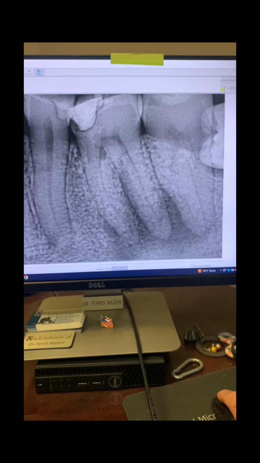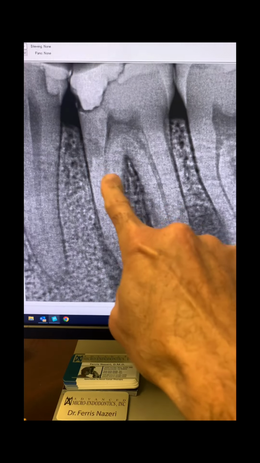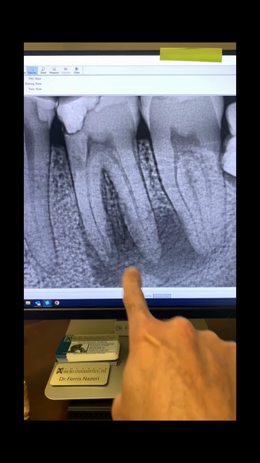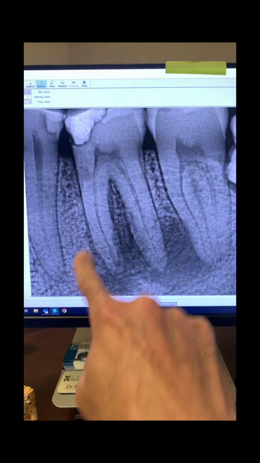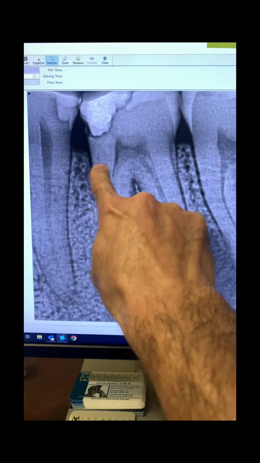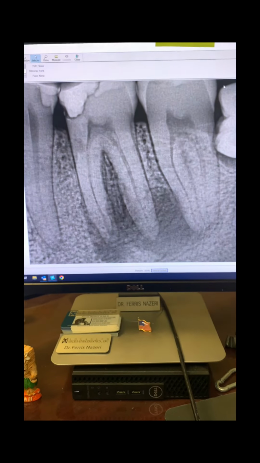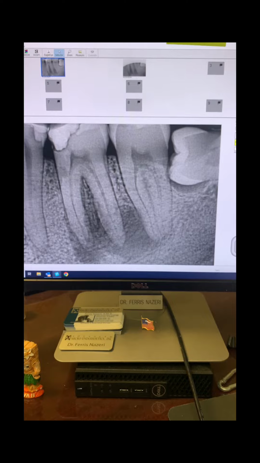So take a look. And this is another angulation. As you can see, that huge periapical lucency, and then you can see the perforation right here. Inflammatory root resorption and perforation right there.